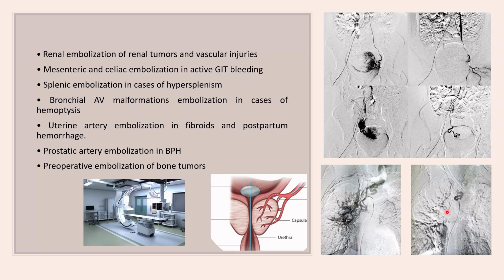Also, uterine artery embolization in case of fibroids and postpartum hemorrhage, like in this case. We can see here on the left side, this is the blush of the fibroid. This is post-embolization, and on the right side, also the same. Also, we've got prostatic artery embolization in cases of benign prostatic hyperplasia, preoperative embolization of bone tumors, and many other applications for embolization.